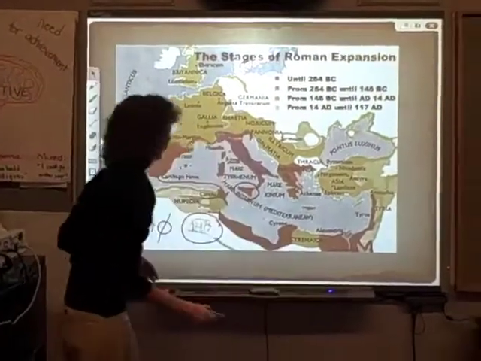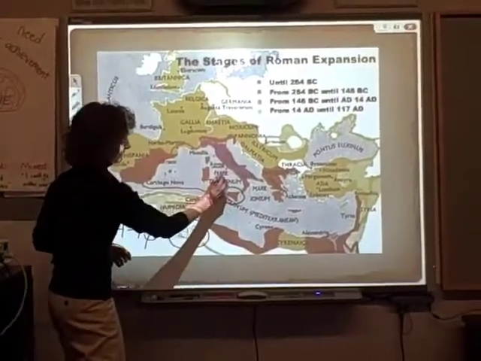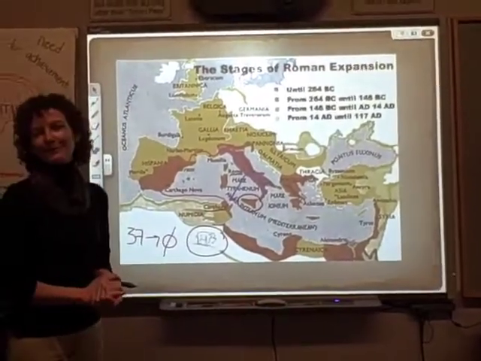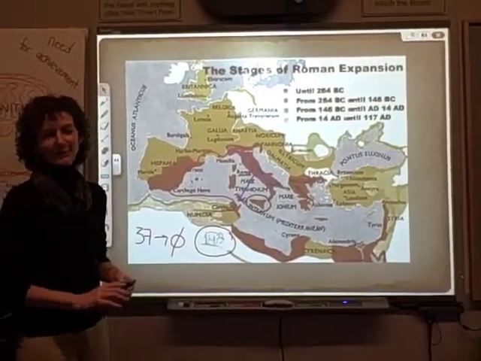The Third Punic War, Rome decided to finish him off once and for all, went straight into Carthage and beat them, and that was the Third Punic War.